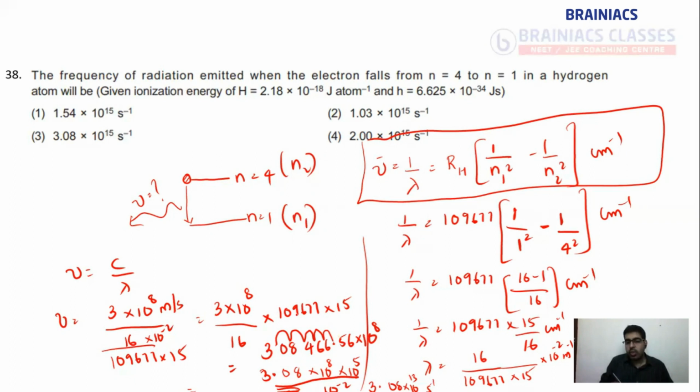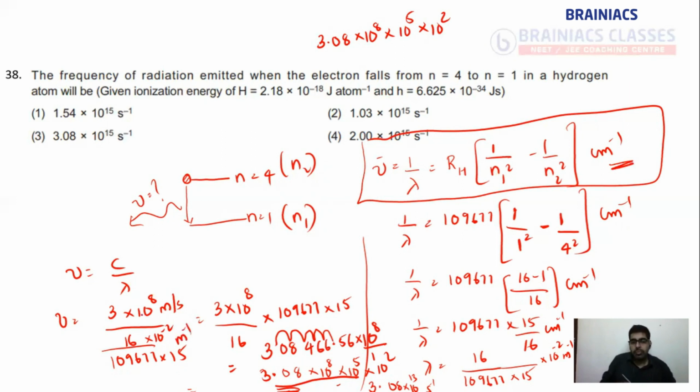So 3 into 10 raised to 8 into 109677 into 15 divided by 16. Now after doing this, there is also 10 raised to minus 2. I'm taking this 10 raised to minus 2 above, so it will become 10 raised to 2. I forgot to write that. So you will get 3.08 into 10 raised to 8 into 10 raised to 5 into 10 raised to 2. Here I forgot to write one 10 raised to minus 2, because this equation is in centimeter inverse and we took the velocity of light in meter. So you have to convert centimeter inverse to meter inverse.